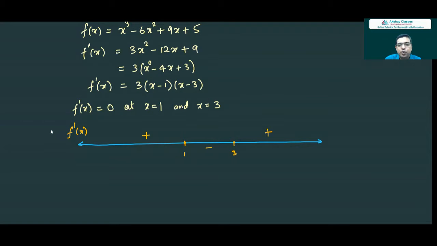Alternating, put a minus sign and then a plus sign, because the coefficient of x squared is positive. The coefficient of the product is positive. So when x is greater than 3, x minus 3 will be a positive factor and x minus 1 will be a positive factor. So the product of two positives will be positive. So in all this region, the derivative will be positive. When x lies between 1 and 3, x minus 1 will be a positive factor, but x minus 3 will be a negative factor. So the product will be negative.